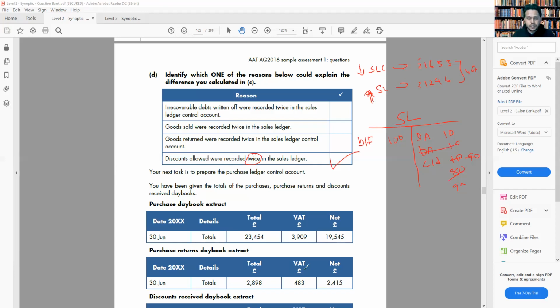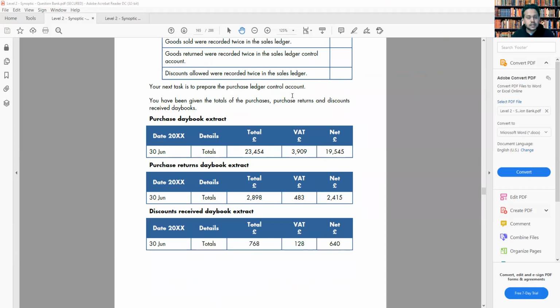All right, so let's move on to the next one. Your next task is to prepare the purchase ledger control account. Okay, the purchase ledger control account is not difficult. You have been given the totals of the purchase, purchase returns, and discount received. So we have three books: a purchase day book, purchase return day book, and discount received day book. So let's write this one down.